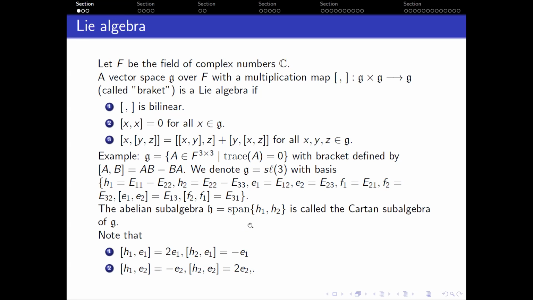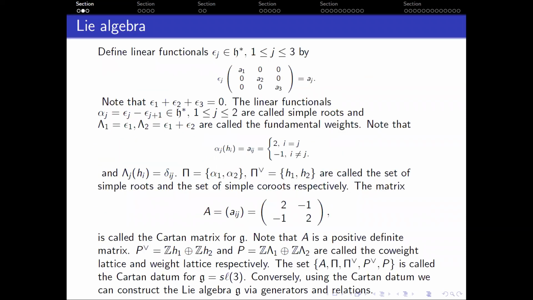In particular, you can easily check that the bracket of H1 and E1 is 2E1, H2 and E1 is negative E1, and H1 and E2 is negative E2, H2 and E2 is 2E2. Well, this is important because I want to introduce the concept of determining this affine Lie algebra starting from an affine matrix.